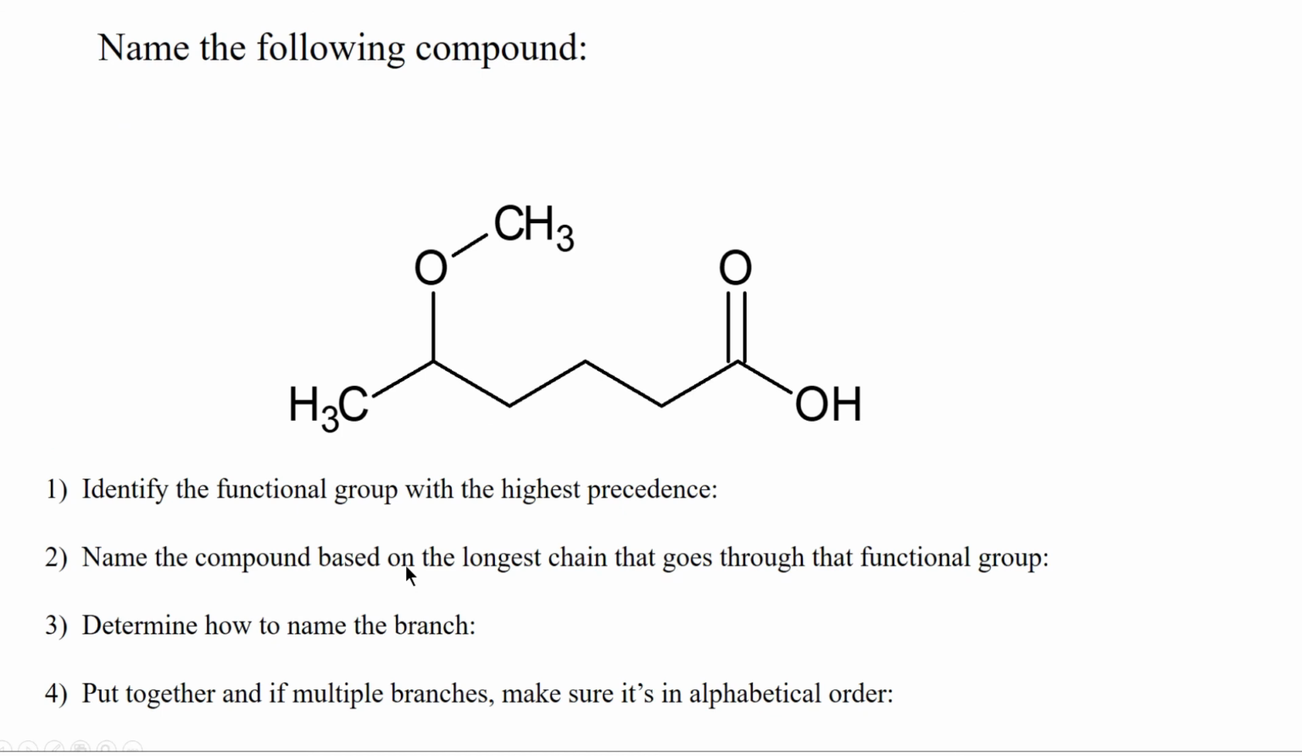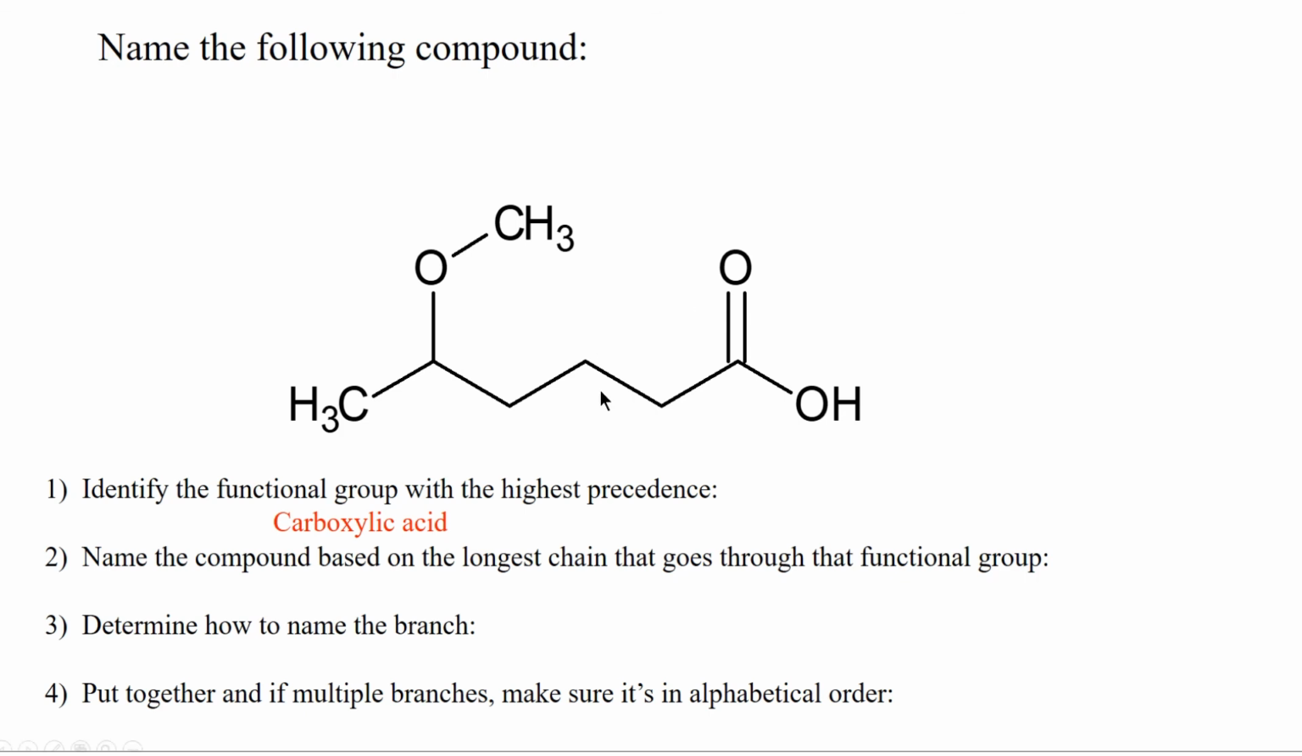All right, let's do a little review. Let's name the following compound. We need to identify the functional group with the highest precedence, which means highest priority. We have two functional groups in here: an ether and a carboxylic acid. Between these two, which carbon has the most oxygens? That's this one, so this is going to have your highest priority. That's your carboxylic acid. This will be given to you on the exam via the table at the end of this PowerPoint.